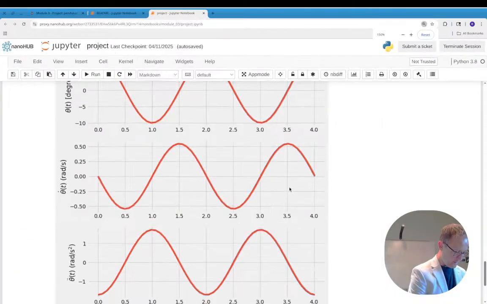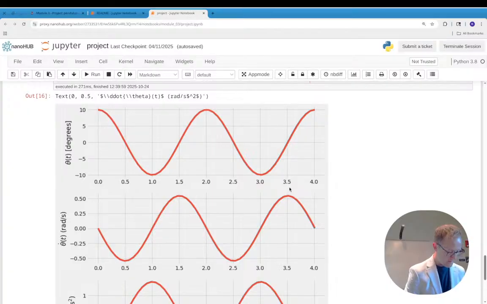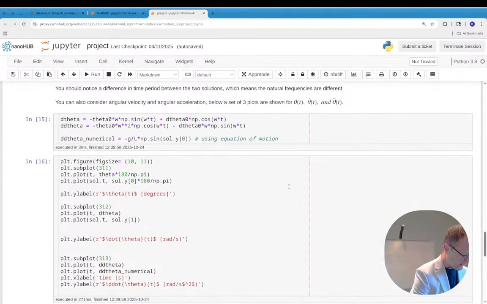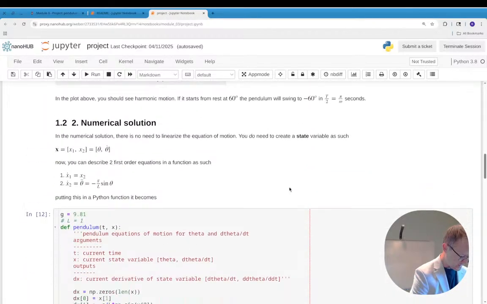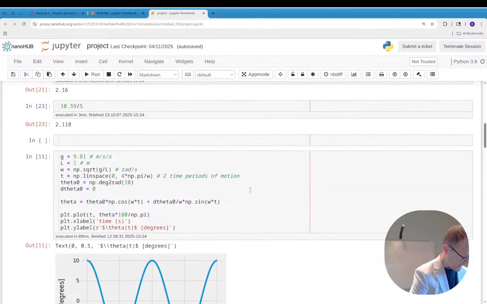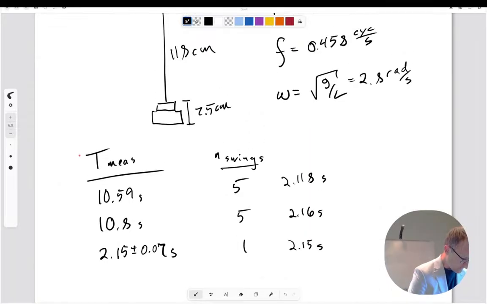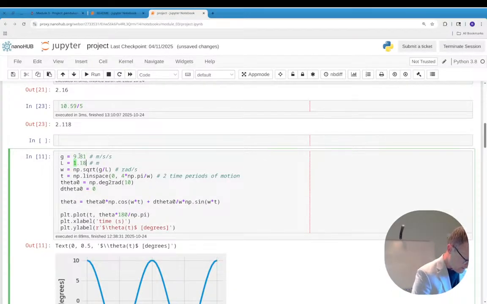Right now I have a solution that looks like it's a 1 meter long pendulum. So let's change it to match the same length that we had on Friday. So 1.18.